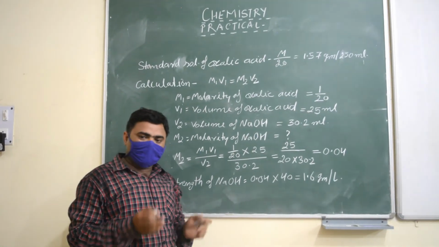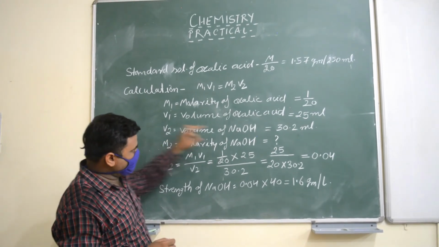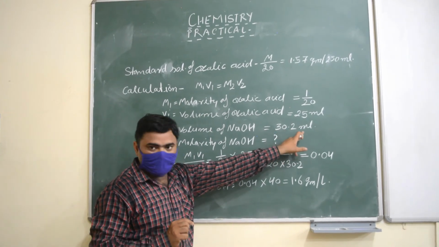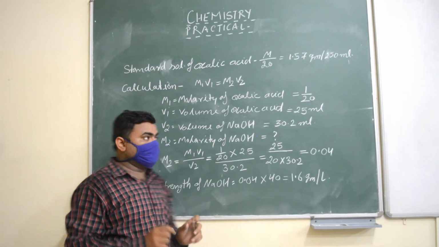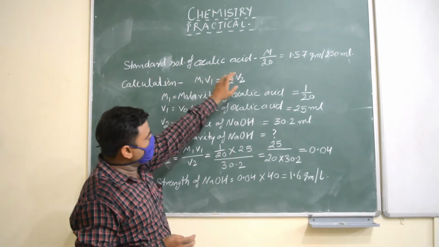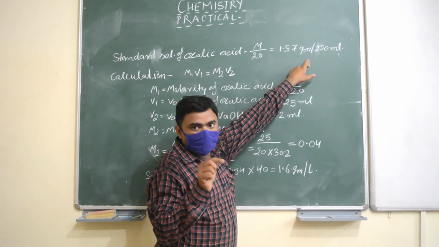Okay, so we have done the titration, and we have got the volume of NaOH. That is the main reading that we have got, that is 30.2 ml. Okay, now let us start the calculation. For calculation, we have the standard solution of oxalic acid, that is M/20. We have taken 1.57 gram per 250 ml.